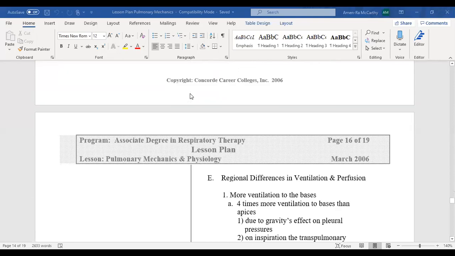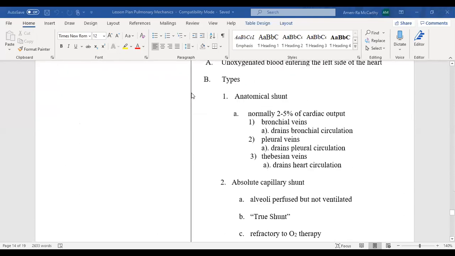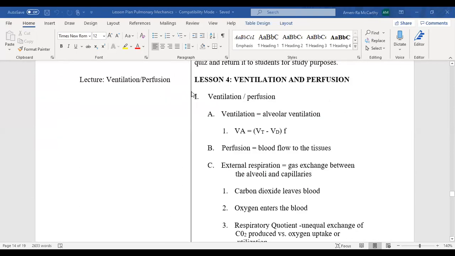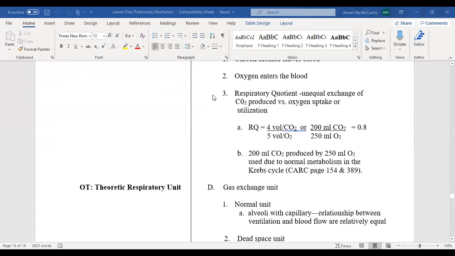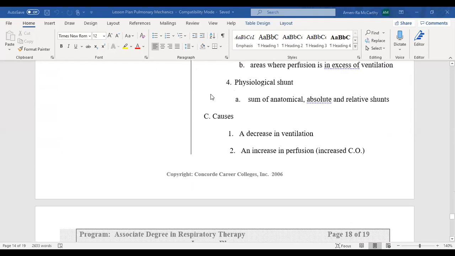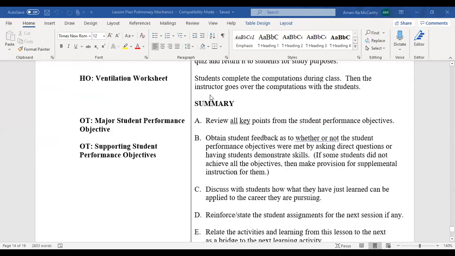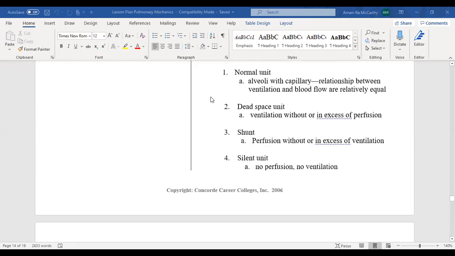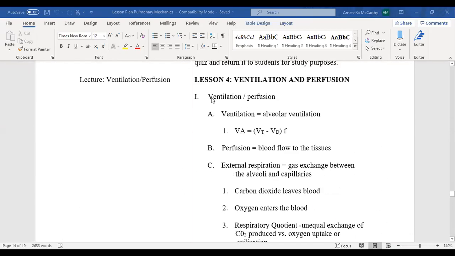All right, ventilation and perfusion. This will be the last one we do for today, lesson 4. We'll do lesson 5 tomorrow, which is shunting and dead space, and that'll be it. So lesson 4, ventilation and perfusion. This is where you got to really stay focused.